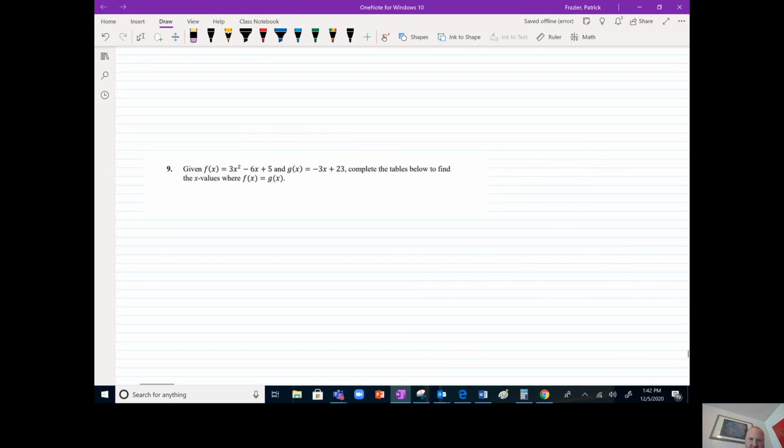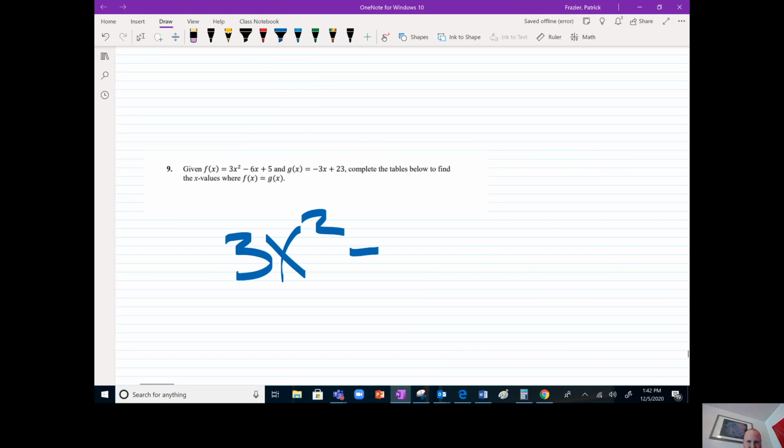But first, given the clue where f of x equals g of x, well, we can just set these two equations equal to each other. So I'm going to go back to blue. I like blue. Rather trivial matter, but there we go.